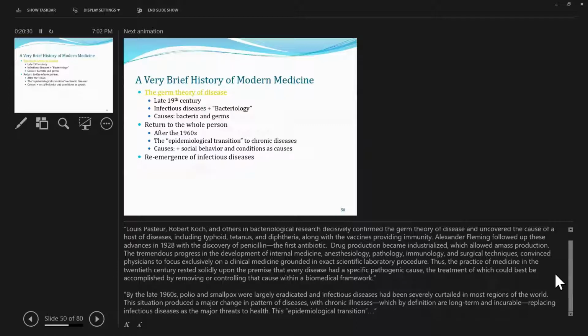So that's what we call the epidemiological transition, right? Going from the prevalence of infectious disease to chronic diseases. And the causes are mostly social, behavioral, and social conditions. And the third stage is what we call the re-emergence of infectious diseases. And we're going through that stage, right?